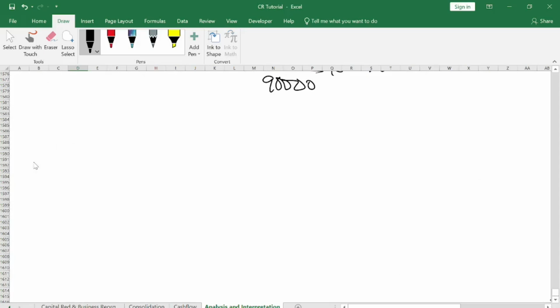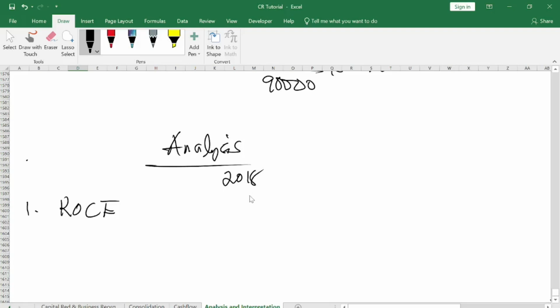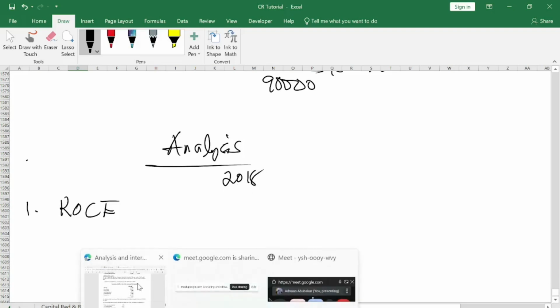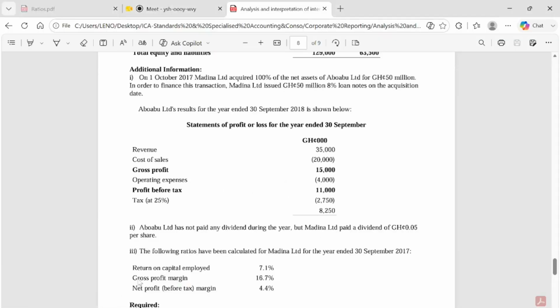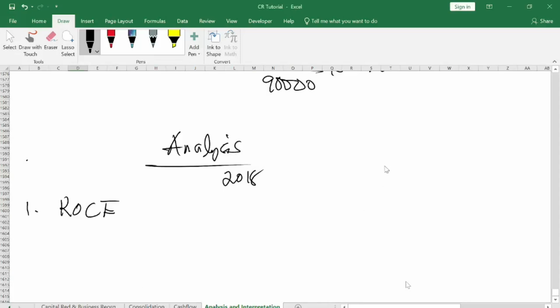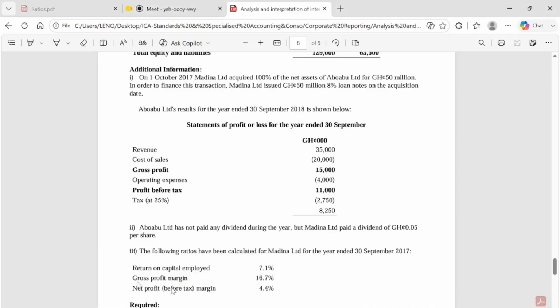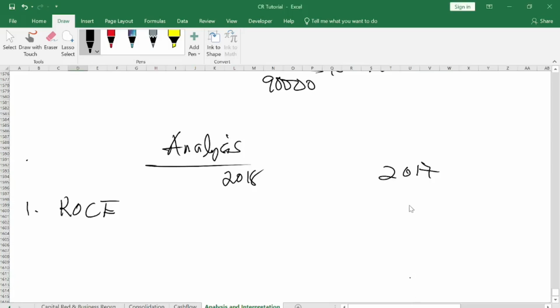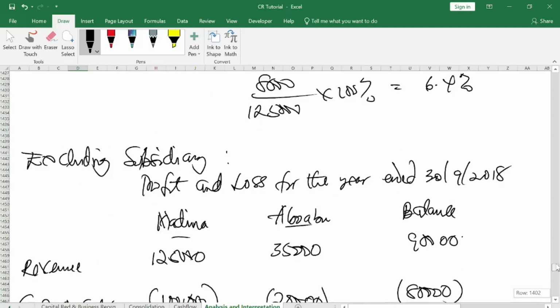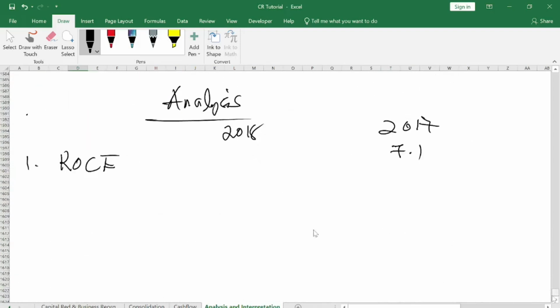You understand? So when you come here, maybe the first year, you state it. 2018. They've already calculated it for you here. 2017, 2018. So 2017 ROCE was how much? 2017 ROCE was 7.1%. And 2018, when you calculated, is how much? 2018 is 11.2%.